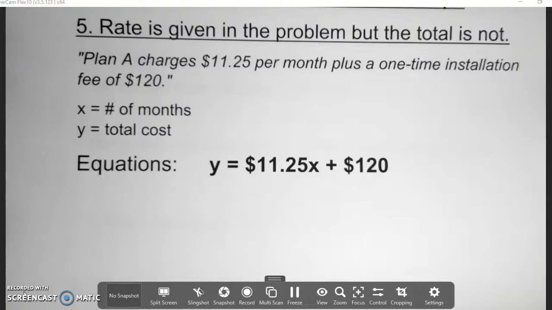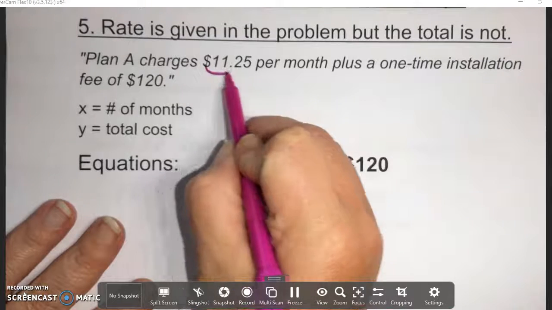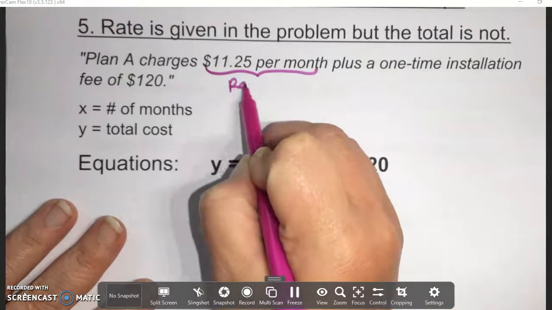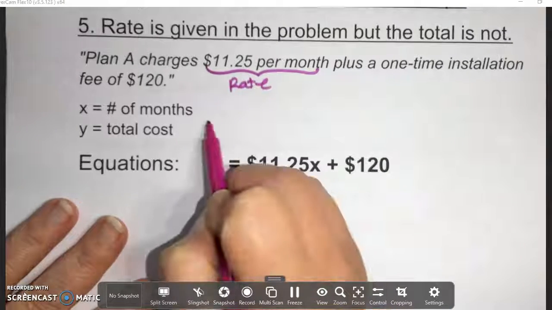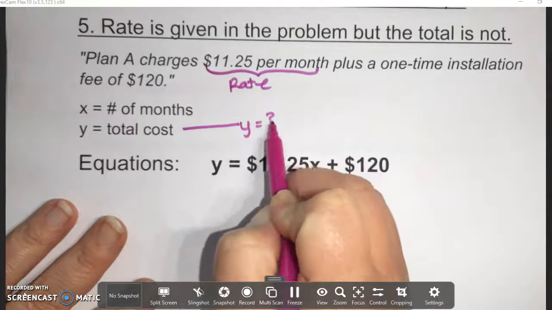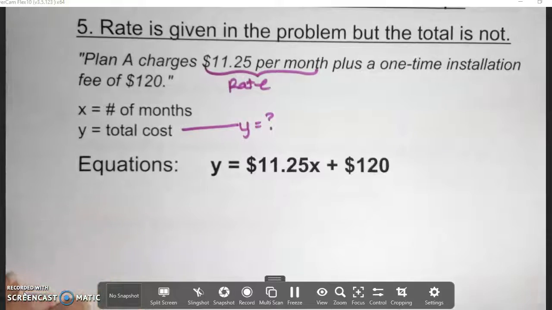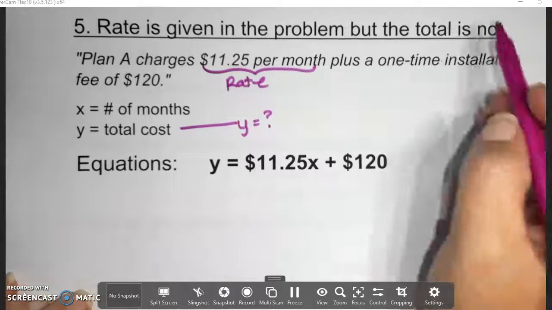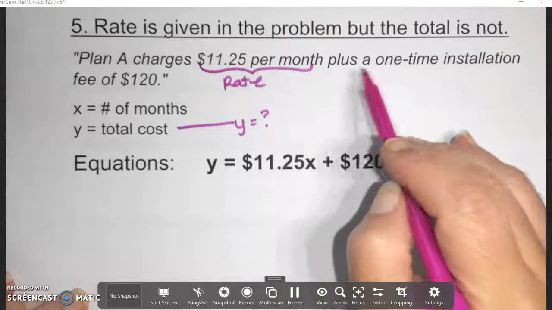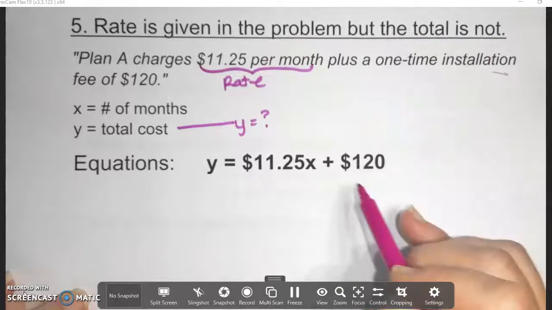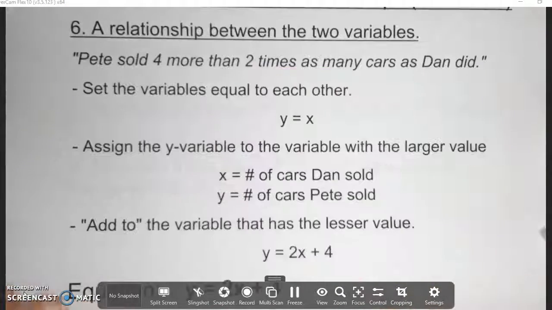Here's an example where the rate is given in the problem, but the total is not. Plan A charges $11.25 per month, plus a one-time installation fee of $120. So X, the rate, $11.25 per month, that's our rate, but we don't know the total. So this is in slope-intercept form: 11.25x plus the one-time fee. One-time fee is that constant, plus 120.